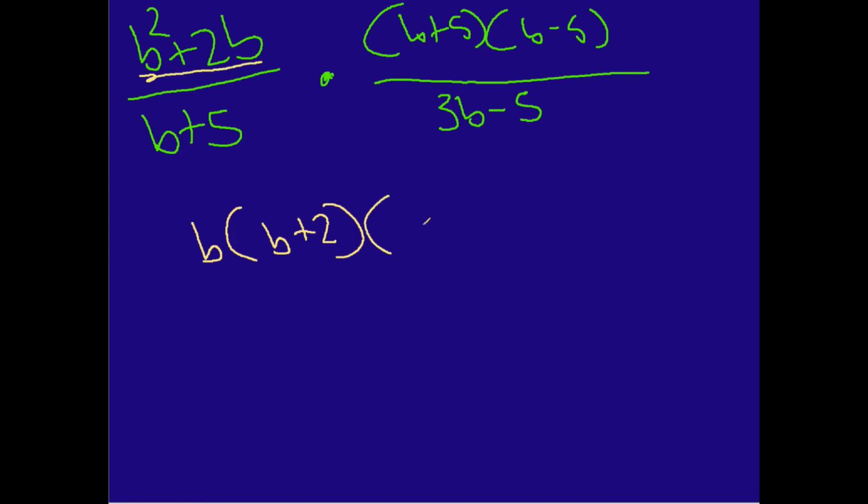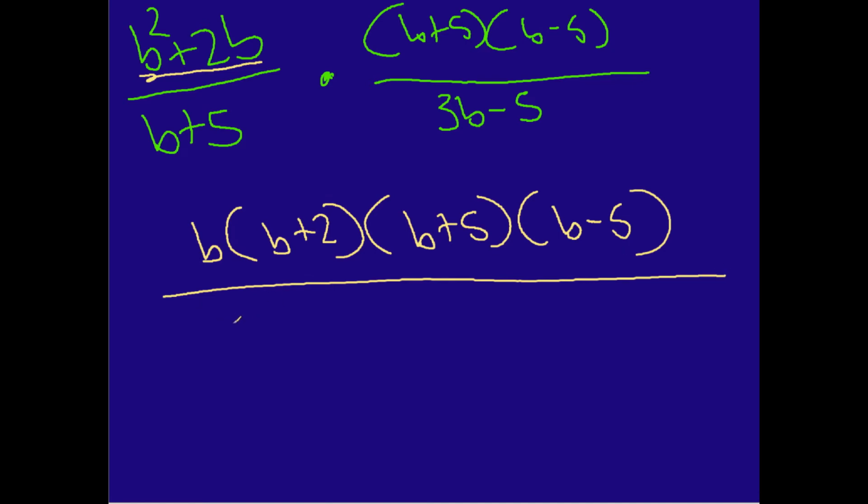Then I have the b plus 5, the b minus 5, and then on the bottom, like so, I have a b plus 5 again, in parentheses like this, and then I have a 3b minus 5, like so. That's what I get.